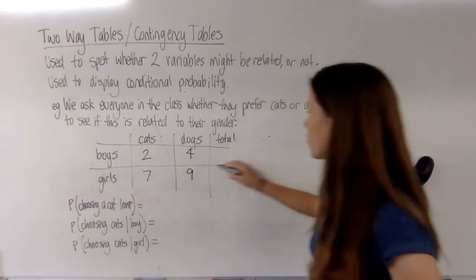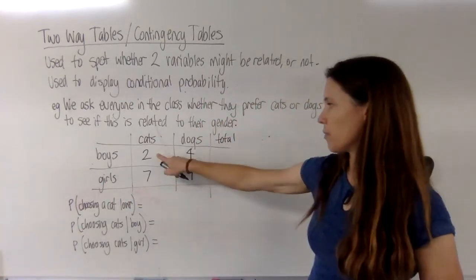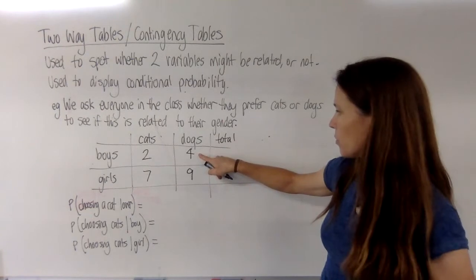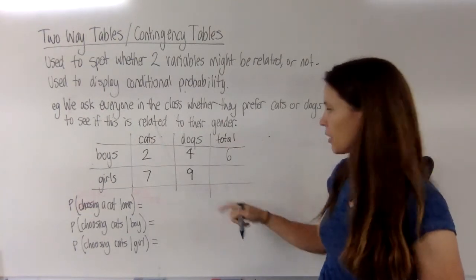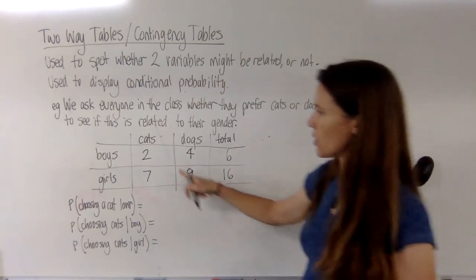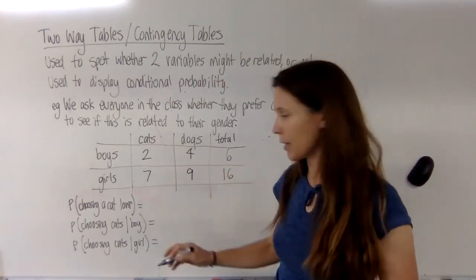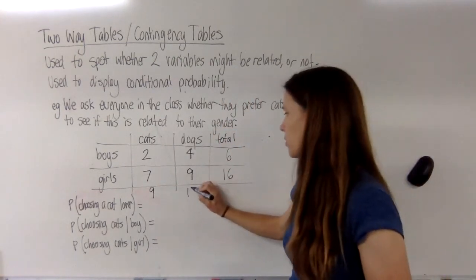So for this group of people, which we've just made up the data for, we can see that 2 boys prefer cats, but 4 boys prefer dogs. So the total number of boys must be 6, and the total number of girls must be 16. But we can also see that the total number of people that really like cats is 9, and the total number of people that prefer dogs is 13.